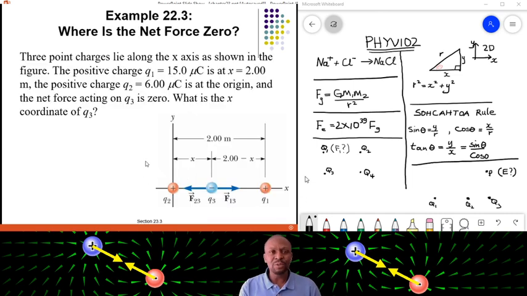Good. Now let us also do the following problem, where it's asking where is the net force zero. Now this problem states that three point charges lie along the x-axis as shown in the figure. The positive charge Q1, given by that value 15.0 microcoulomb, is at x equal to 2.00 meters. The positive charge Q2, equal to 6.00 microcoulomb, is at the origin, and the net force acting on Q3 is 0.